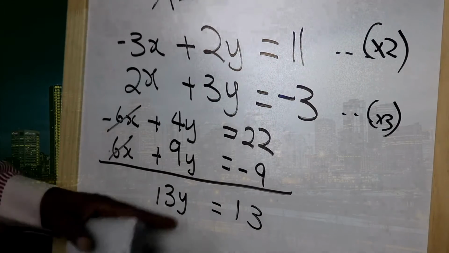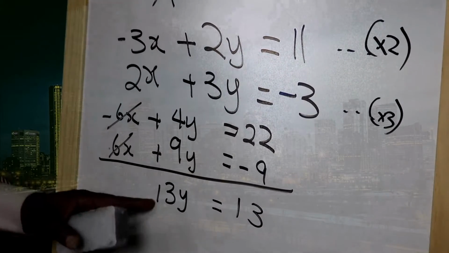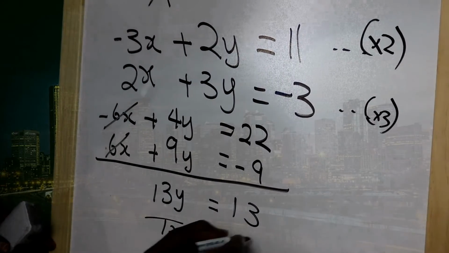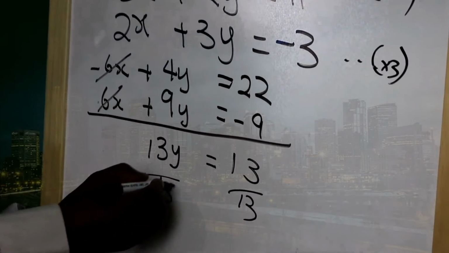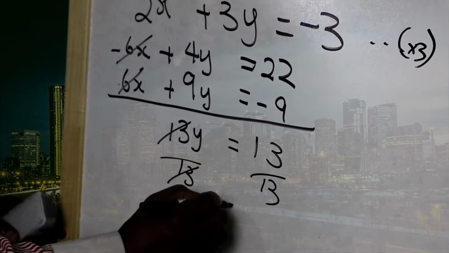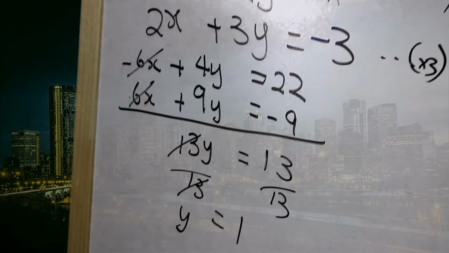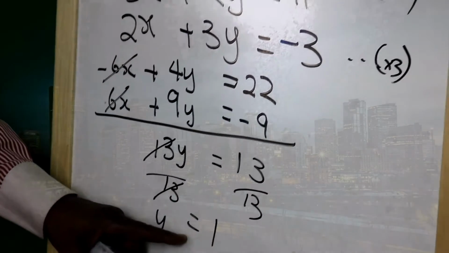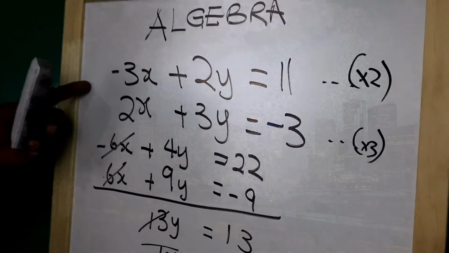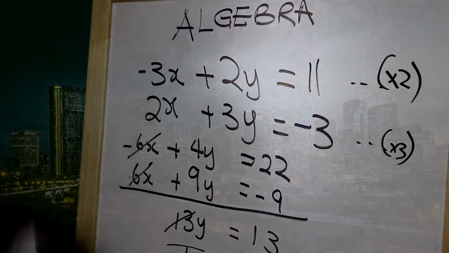Like I said, to get the value for y now, we divide everything by the coefficient. So we divide everything by 13. This 13 will cross out, you get y equals 1. Okay? Now we're going to use this value in any of these equations to find the value for x.